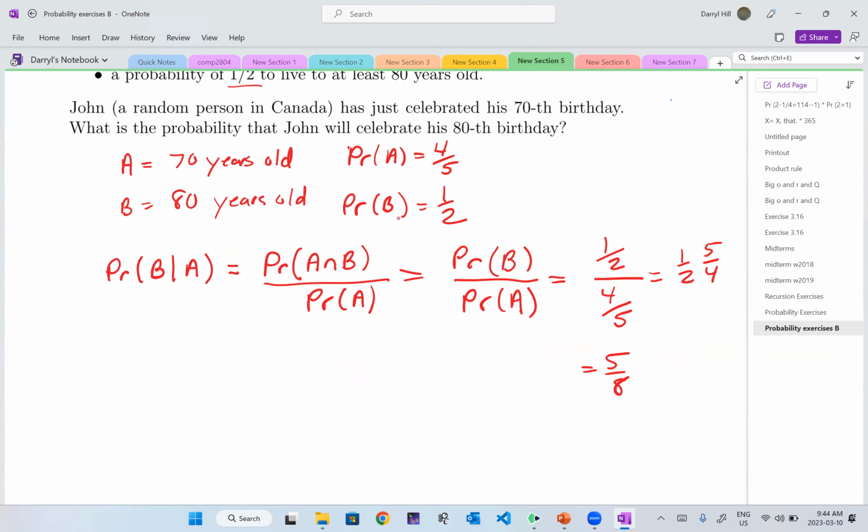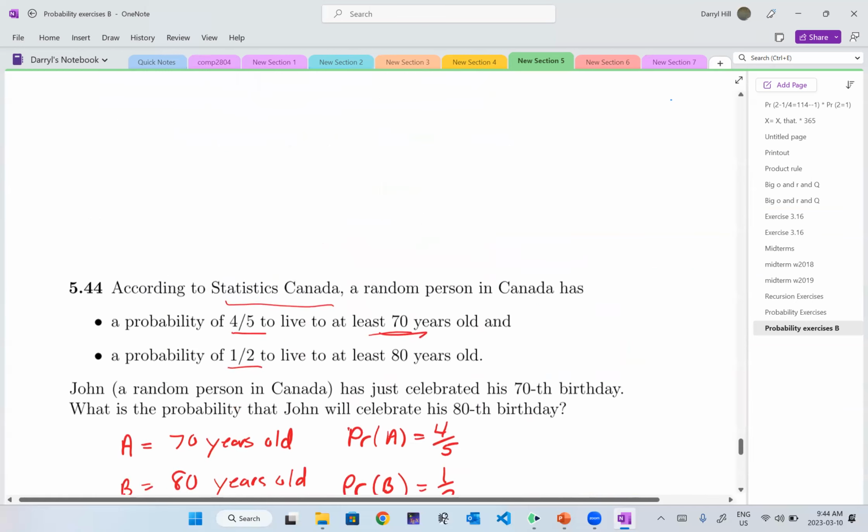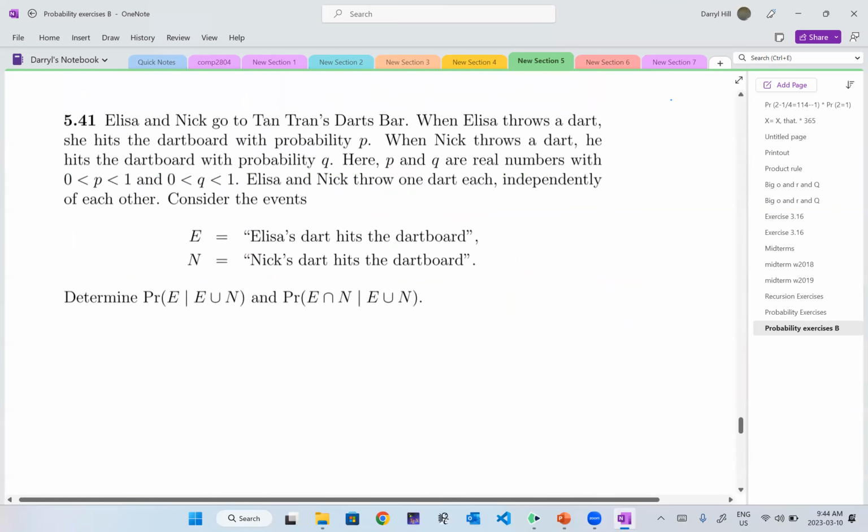So anybody just born has a probability 1/2 of making it to 80. If you live to be 70, though, your odds have gone up. If you make it to 70, you're more likely to make it to 80 than the average Canadian. I thought that was an interesting example of conditional probability, but questions? Okay. 10 minutes.